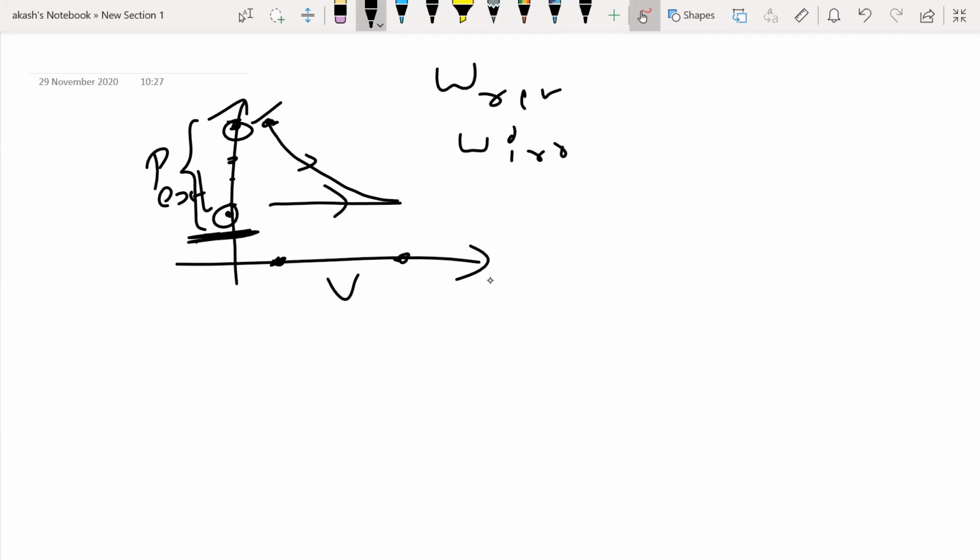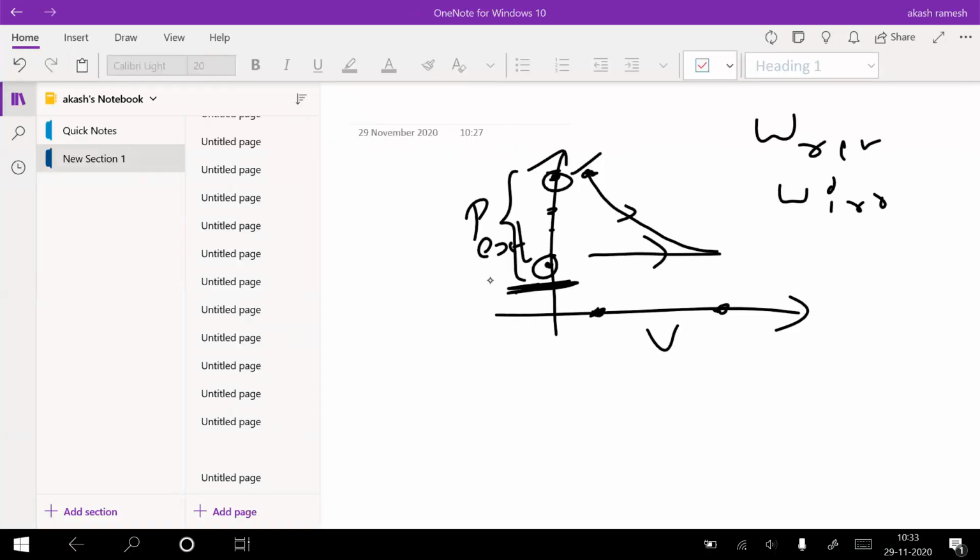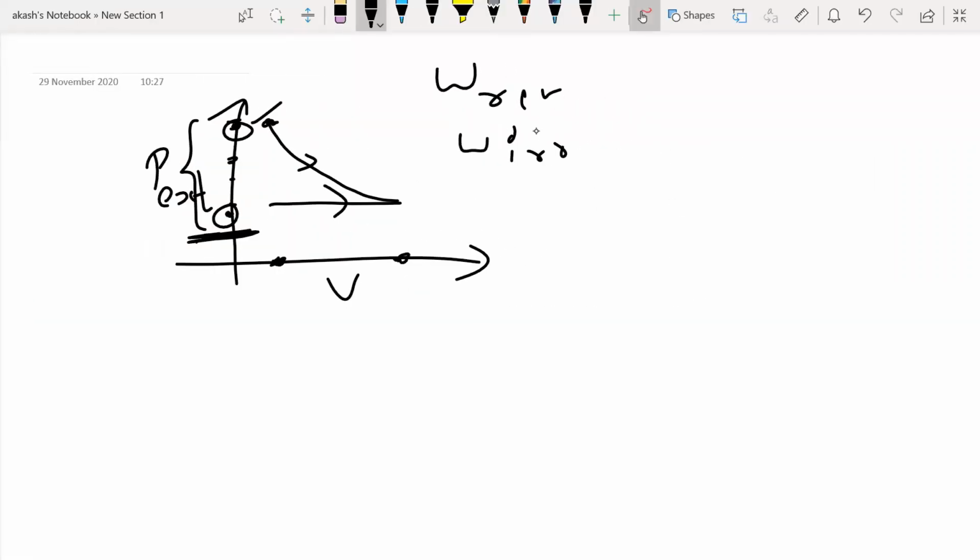Okay, fine. Now, if I want to find the work done, W reversible and W irreversible, if I want to compare, obviously now when the gas is undergoing expansion, so definitely some work will be done in both these cases. Now the question is, people, now think and tell me which is greater, W reversible or W irreversible? Reversible.